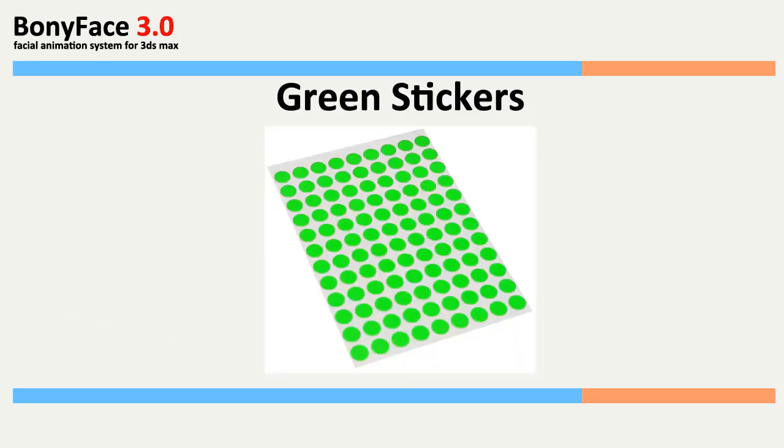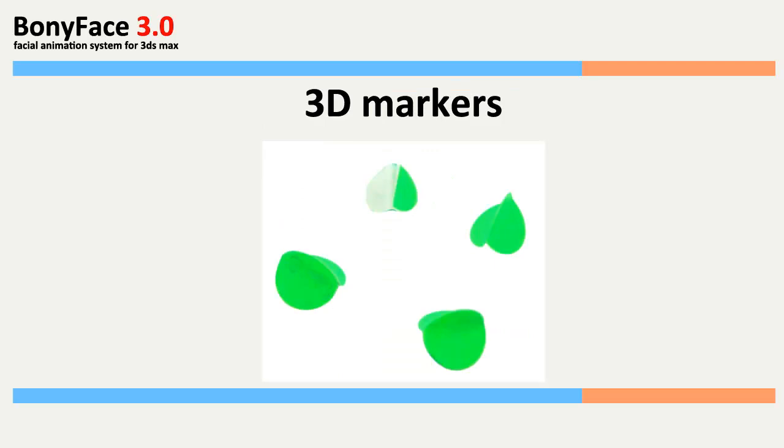For example, you can use these green round stickers as markers that you can buy in any office store. You can take two stickers and stick them like in this picture, so it becomes a sort of 3D marker that is very useful when you turn your head to the sides, and the markers might be lost from one, or even two camera angles. I didn't do that, but it's a good idea that will save you from lots of pain when tracking.